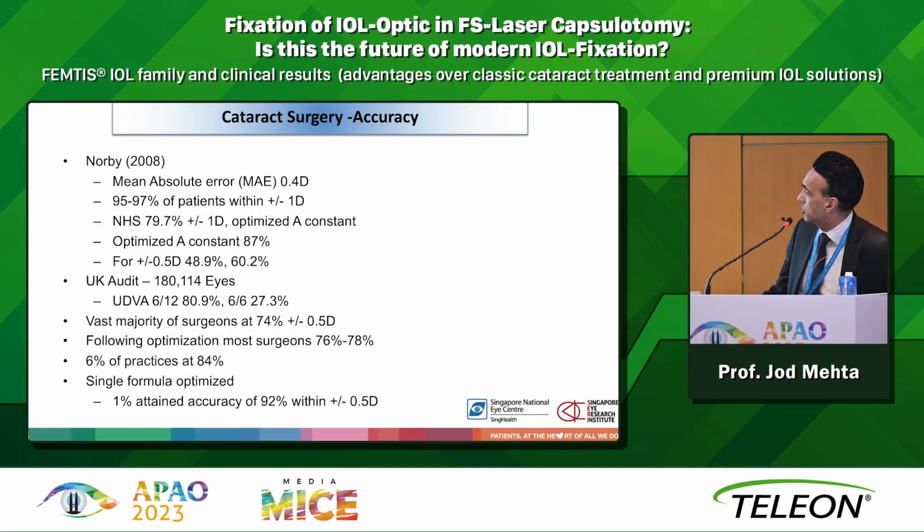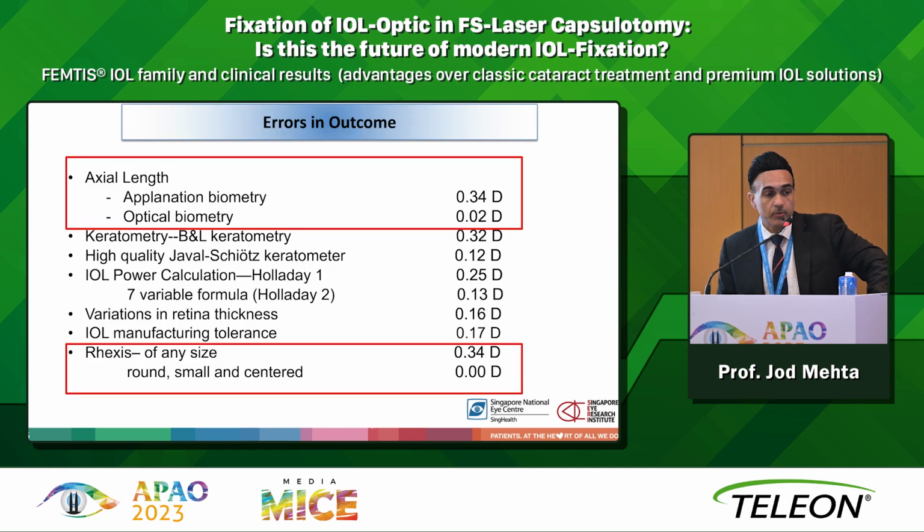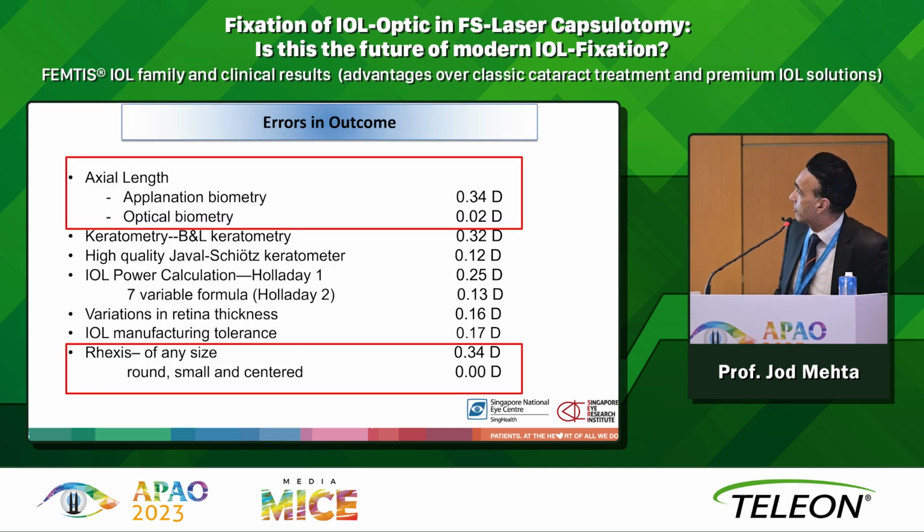And in order to do this, you need to have an accurate formula of a calculation of where your lens is going to sit itself. And you can see that from single formula optimization, which a lot of us try to do. You know, 1% of people can get about 92% accuracy within half a diopter of accuracy.